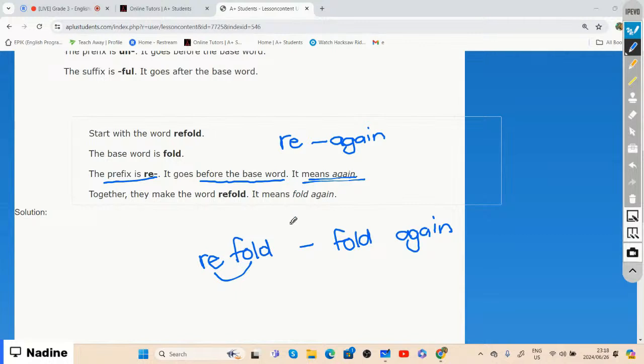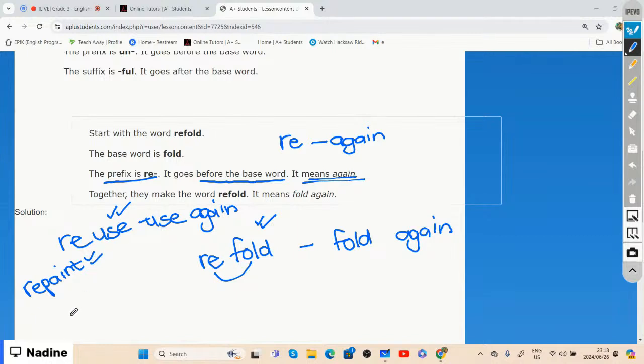Yes, reuse is correct because reuse means that I am going to use it again. Use again, right? That is reuse. So well done. Reuse is correct. We said refold. We mentioned repaint.